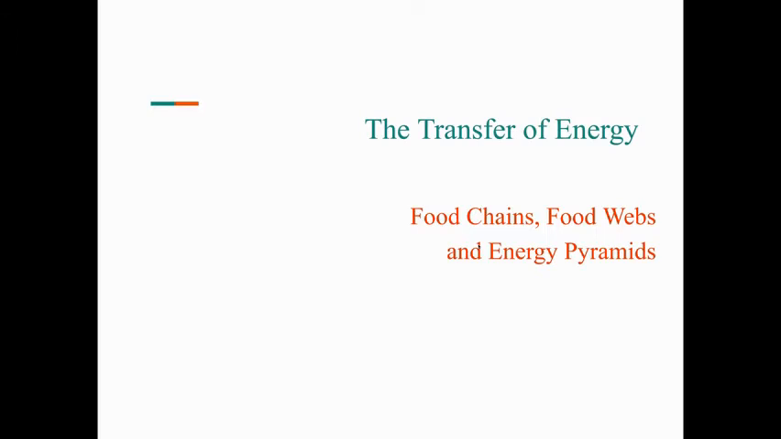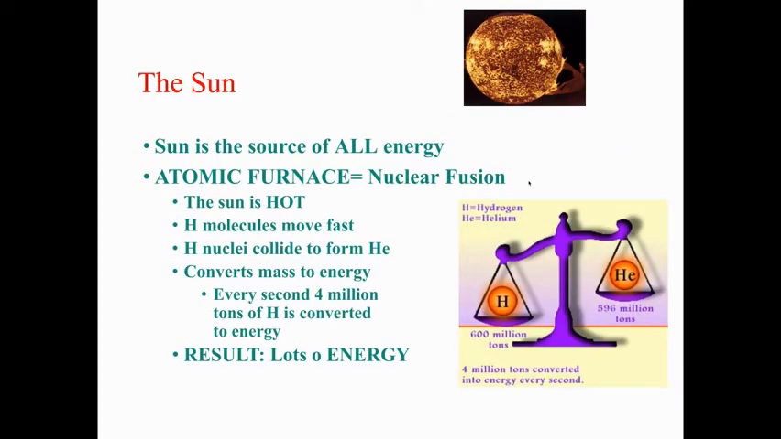Today we're going to talk about the transfer of energy, food chains, food webs, and energy pyramids. And these are three different models that we use to look at the transfer of energy. So the sun is the source of all energy. It powers all of our biogeochemical cycles, from the water cycle to the carbon cycle to the hydrogen, oxygen, nitrogen cycles. And that's because it's an atomic furnace. It's where nuclear fusion is taking place.